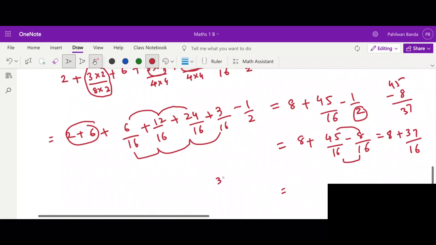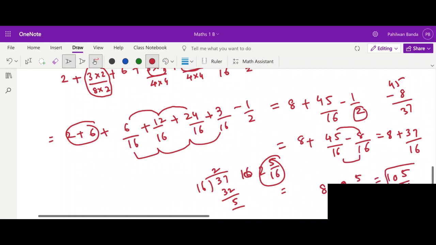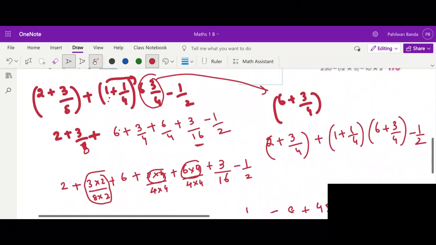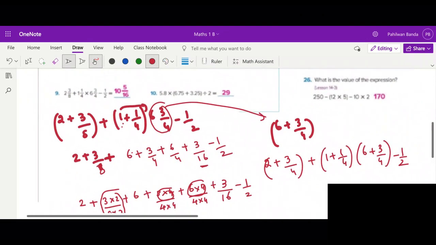So 37 by 16, if you divide, how much do you get? 16 times 2 is 32, remainder is 5. So I can write this as 2 5 by 16, right? So this is 8 plus 2 5 over 16. Now this is 8 plus 2 is 10, 5 over 16. So this is a little lengthy, but it's easy. I just made it long to make you understand. Otherwise, this is just like term 2. Try to make the denominator same and then simplify. You get the answer as 10 5 by 16.